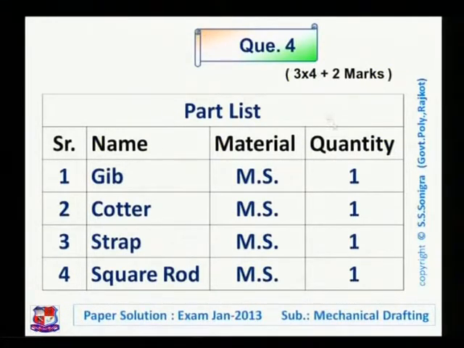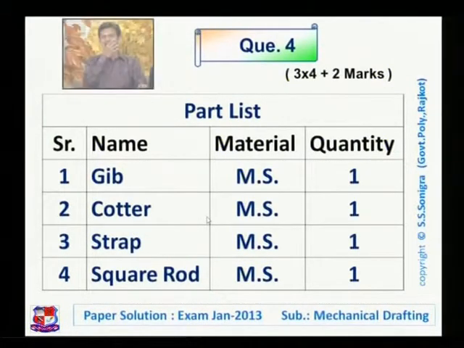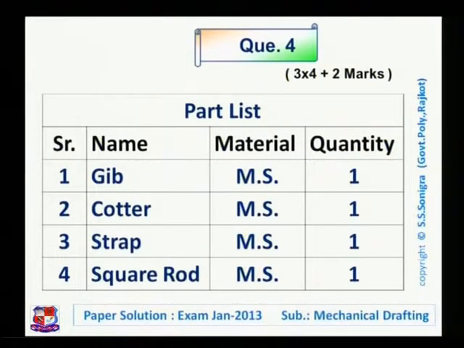It's very easy to prepare this part list if you know the names of the components. Material you can write anything. Generally MS is used in making these parts, but sometimes aluminum or cast iron may be used. And quantity is generally 1 in all the cases, but in some cases, for example in flange couplings, the number of bolts and nuts may vary. They may be 4, 6 or 8. Rest all components would be unique or single.